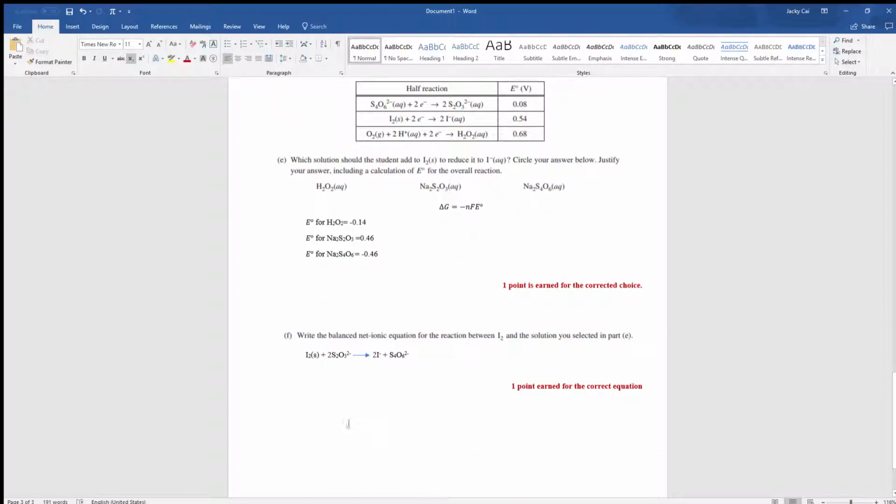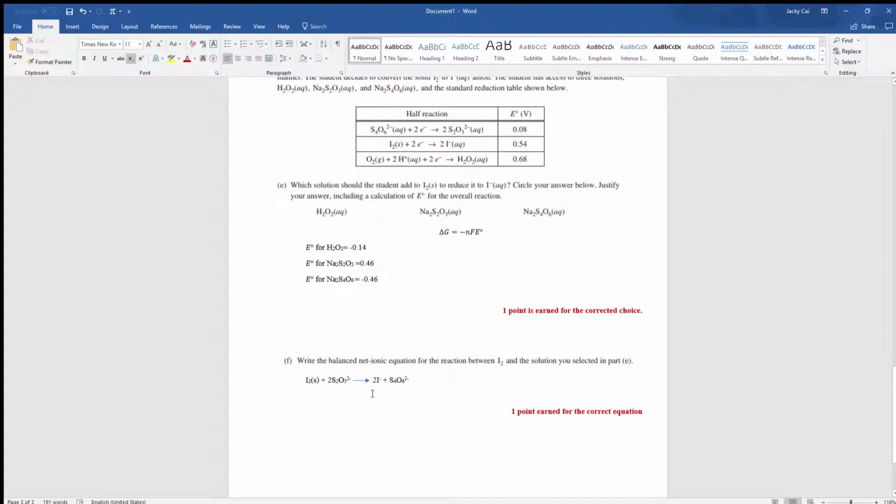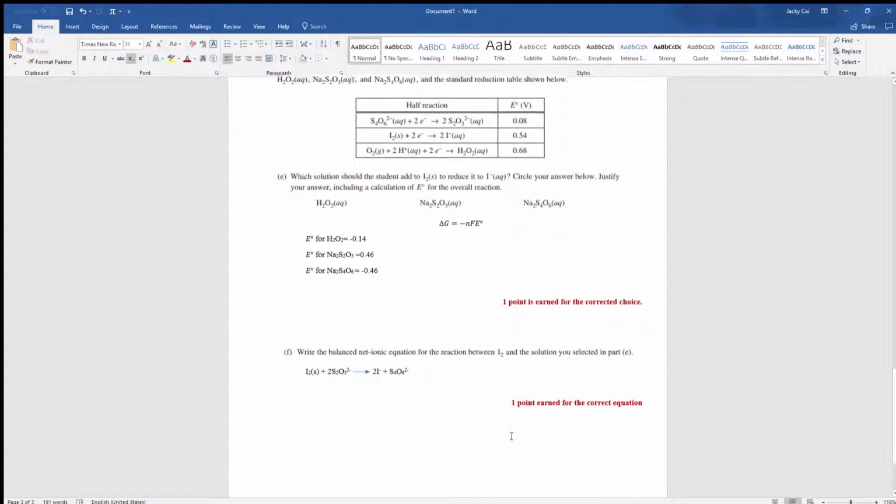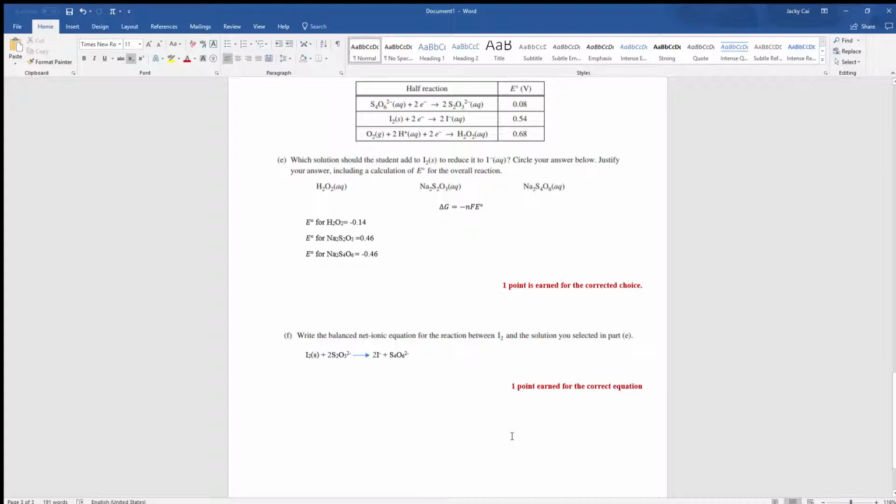And for part F, the question asks us to write a net balanced equation for the reaction between I2 and the solution we selected in part E. And we should use I2 plus, and we flip this equation, 2 S2O3 2-, and we will produce 2 I-, and then S4O6 2-. And another point is earned for the correct equation.